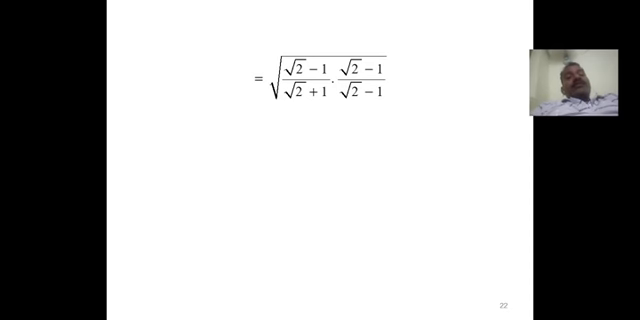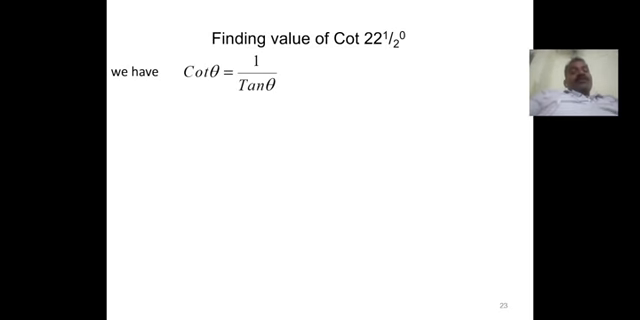Denominator is (a plus b) into (a minus b), that is a square minus b square. That is root 2 whole square is 2 minus 1, 1. So this value will get root 2 minus 1. Similarly, cot 22 and a half is 1 by tan 22 and a half, 1 by root 2 minus 1.